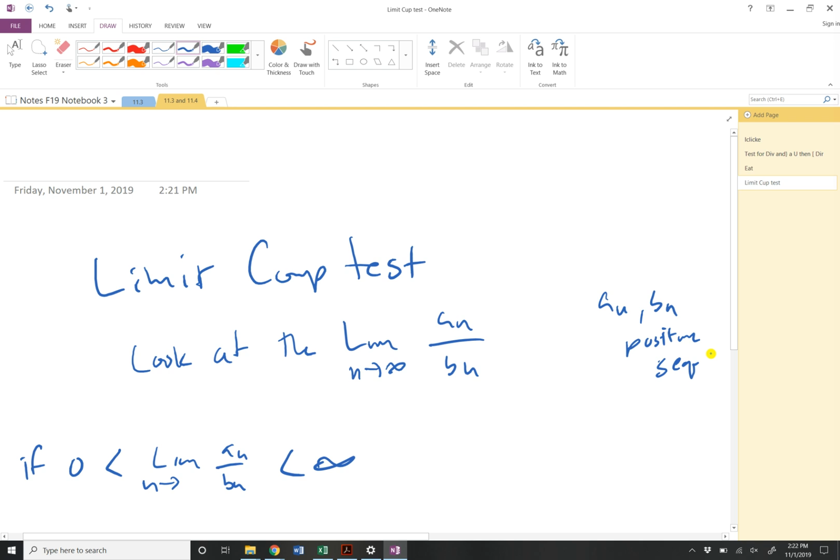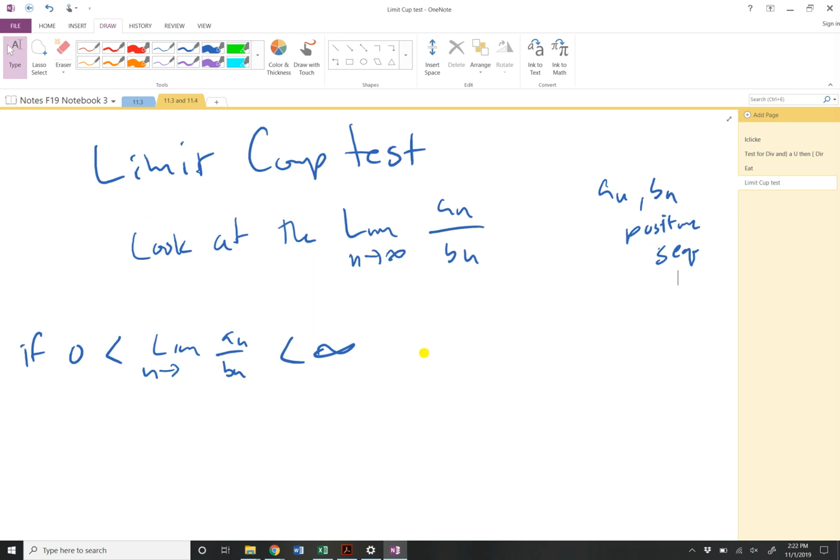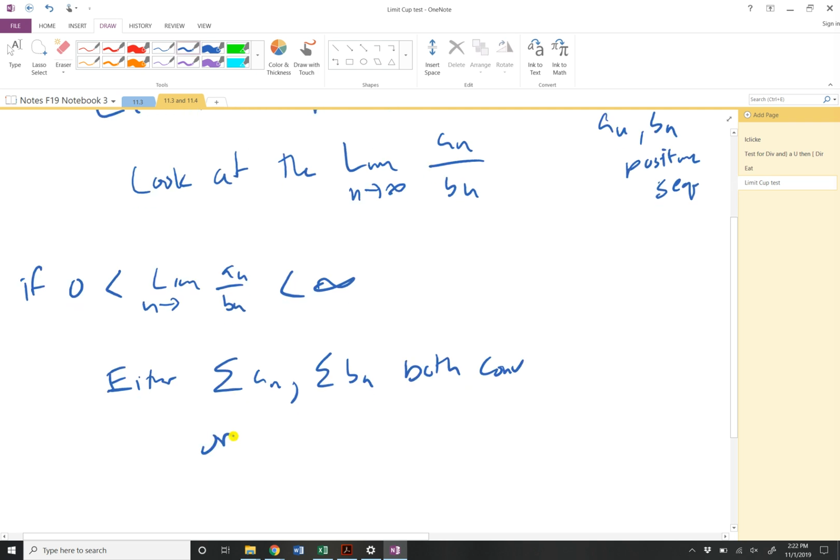Then, if it's somewhere in between, any finite value that's larger than 0, then what do we conclude? What does the limit comparison test tell us? They both converge or diverge. They behave the same. So either the series an and the series bn both converge, or both diverge. Okay, they're close enough that they will behave the same when it comes to their convergence or divergence.